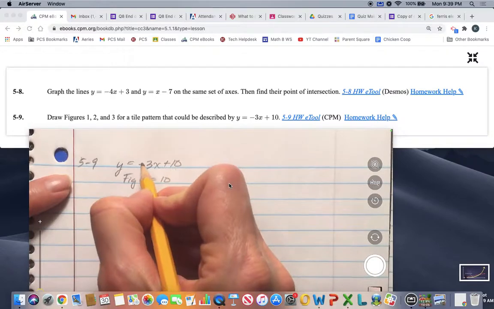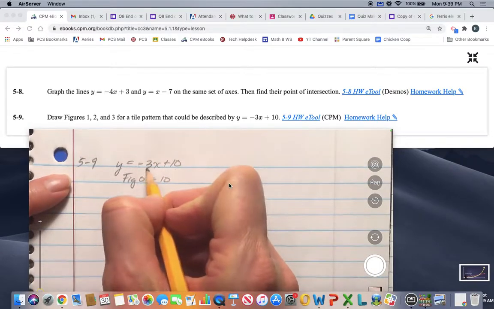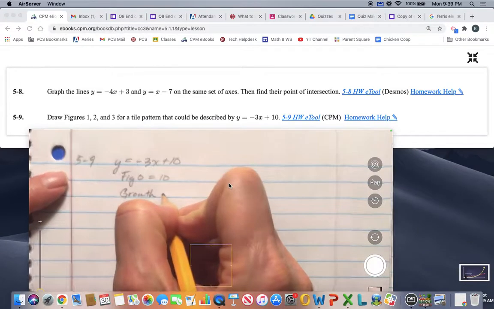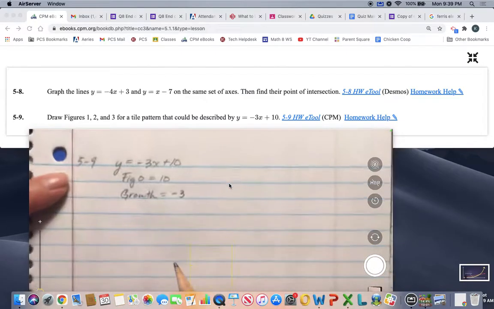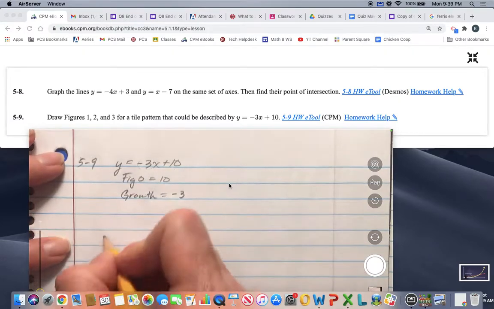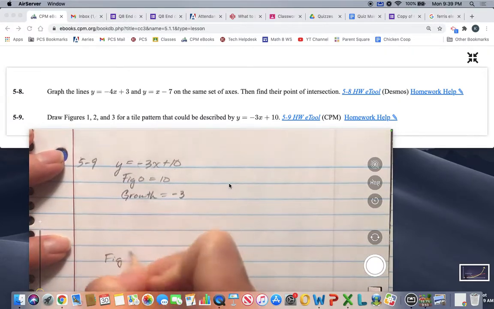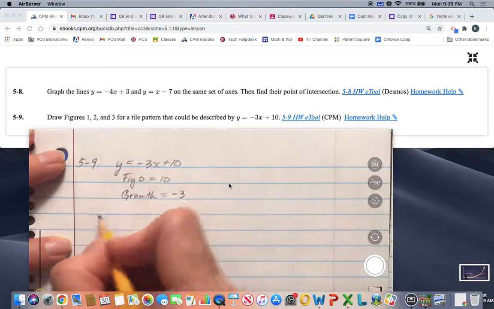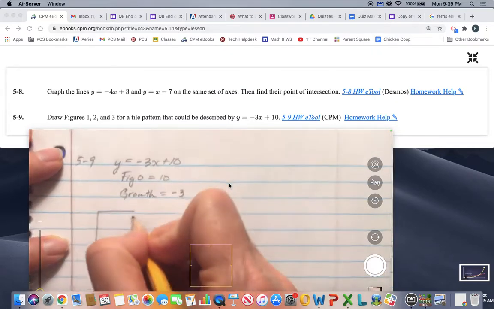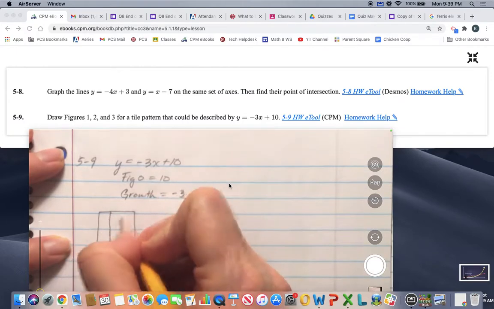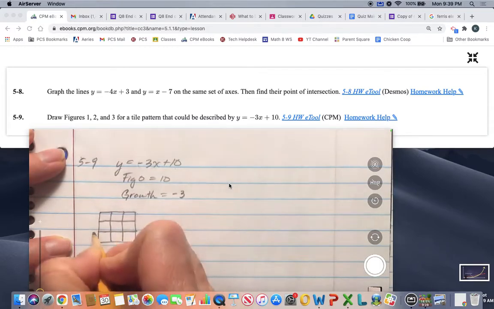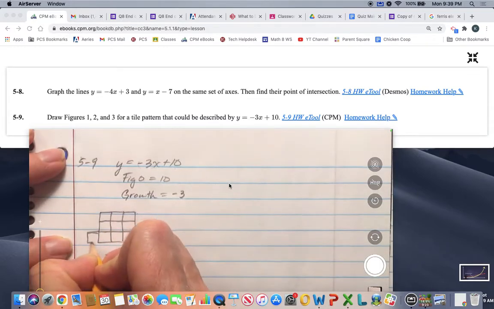And then we know that the growth is going to be right here. And that growth is actually going to be negative growth. It's going to be a negative 3. So really, we need a tile pattern that starts out with a figure 0 that has 10 tiles in it. So I'm going to actually draw a square, and then I'm going to put 9 tiles here, and then I'll tack on one more tile.